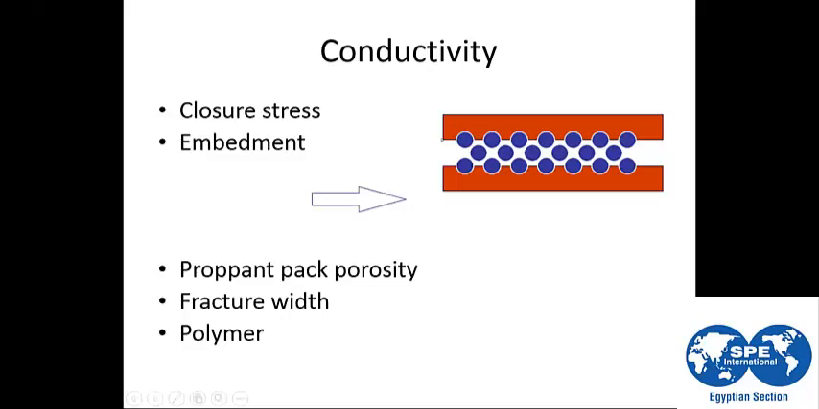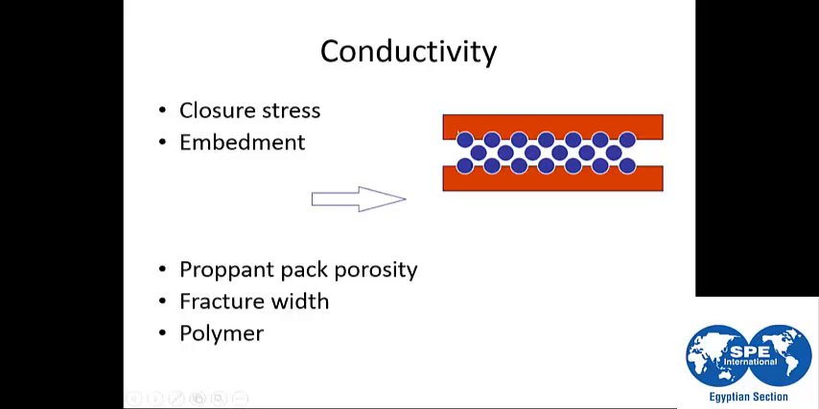What is affecting the conductivity? Conductivity is affected by closure stress, because the fracture conductivity has an inverse relationship with the closure. As the closure increases, the conductivity of the fracture starts to decrease. Also, we have the embedment.